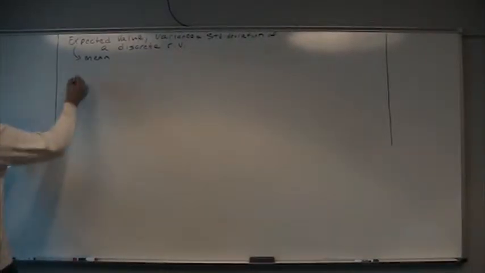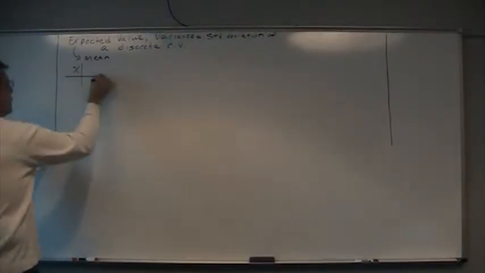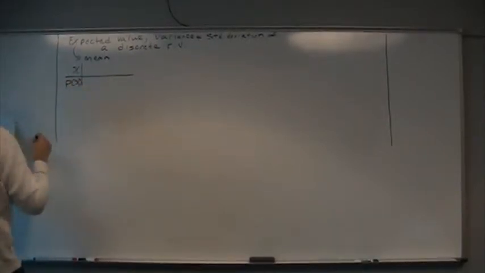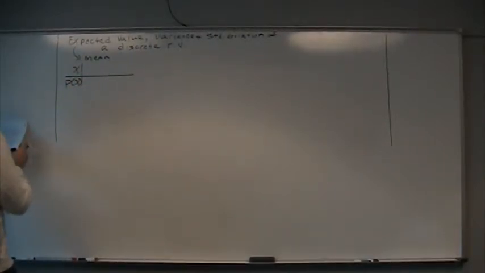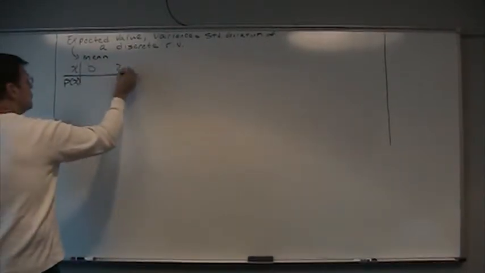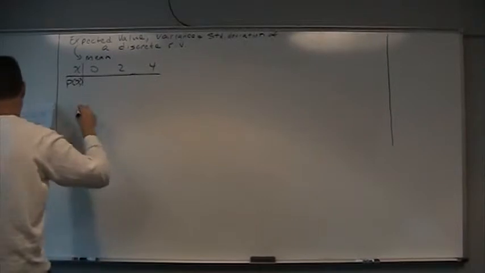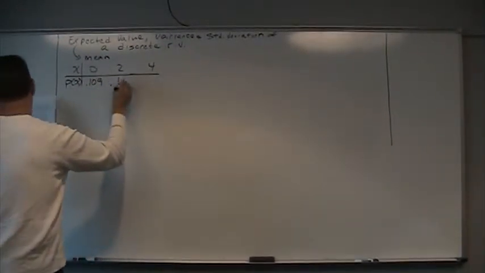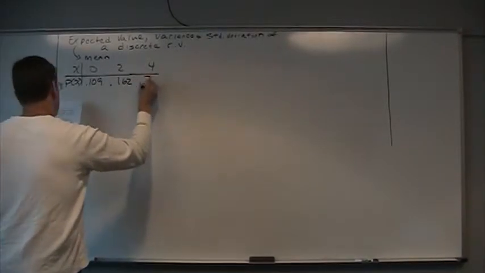So we're going to go back to one of the problems that we looked at, which was the number of cells. As far as our table was concerned, we had x and p of x. We may have had y there. And the values were 0, 2, and 4. The probabilities were 0.109, 0.162, and 0.729.